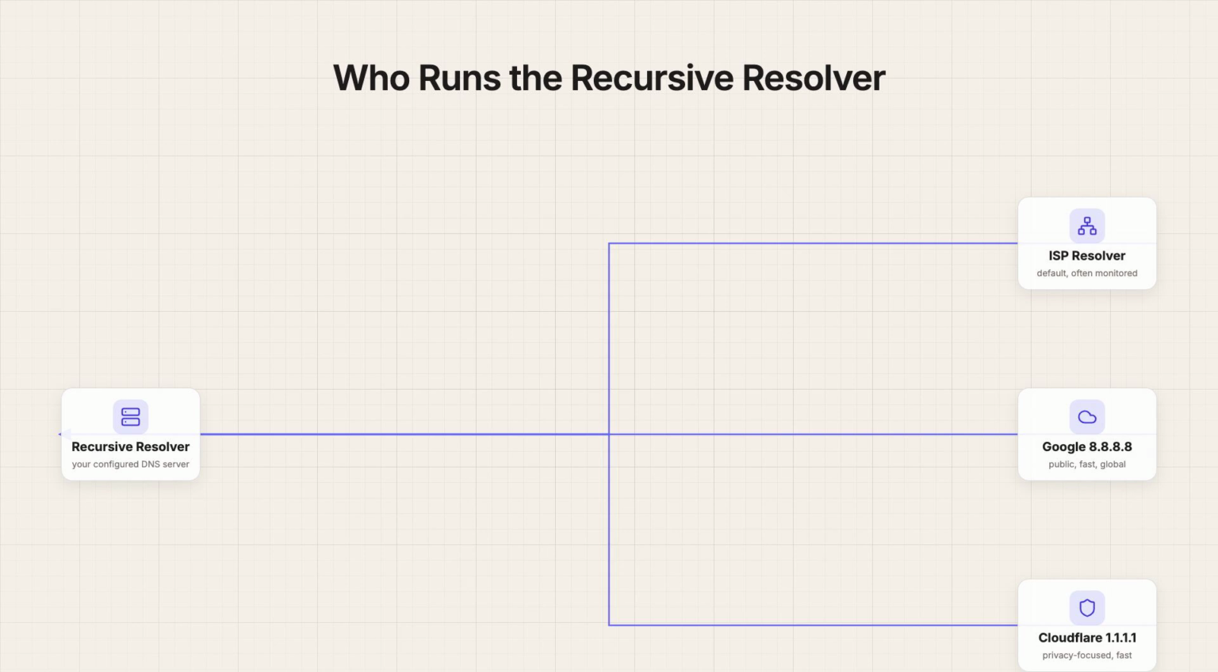The recursive resolver is configured on your device, usually automatically via DHCP. By default, your ISP assigns one, which can log your queries. Many users override this with a public resolver like Google at 8.8.8.8 or Cloudflare at 1.1.1.1. All three do the same job, but differ in privacy policies, speed, and geographic coverage.